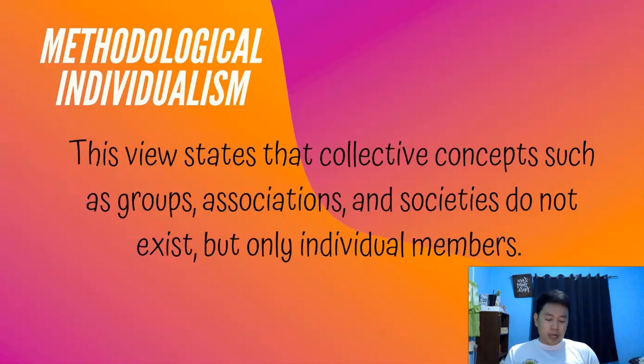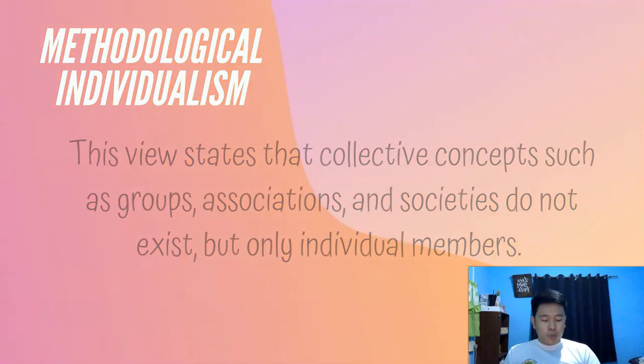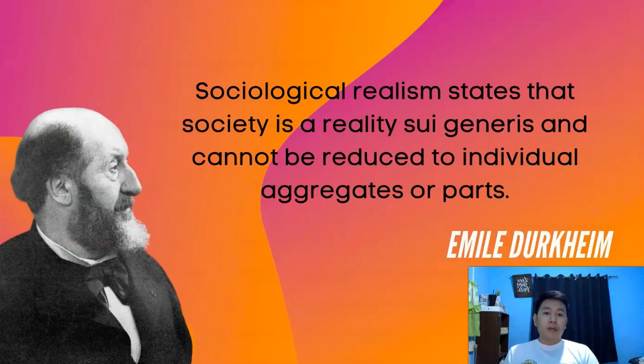Now, Emil Durkheim, the founding father of French sociology, argued strongly against this. He calls this theory sociological realism. According to Durkheim, a society is actually a reality sui generis, a very unique reality, and cannot be reduced into individual aggregates or parts. This is against methodological individualism.